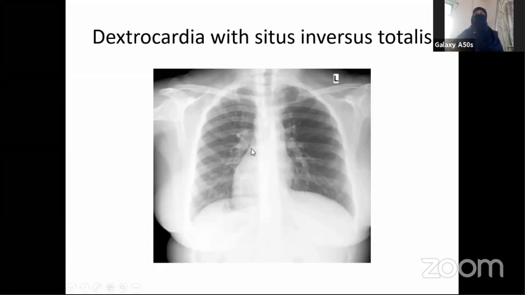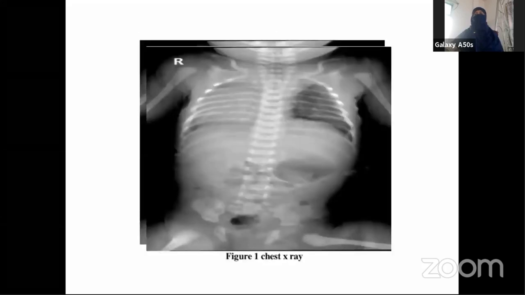And this dextrocardia is seen here with the cardiac apex to the right side, and the gastric bubble is seen here on the right side of the upper abdomen, and the dense hepatic mass is seen on the left upper abdomen. So this is a case of situs inversus totalis.